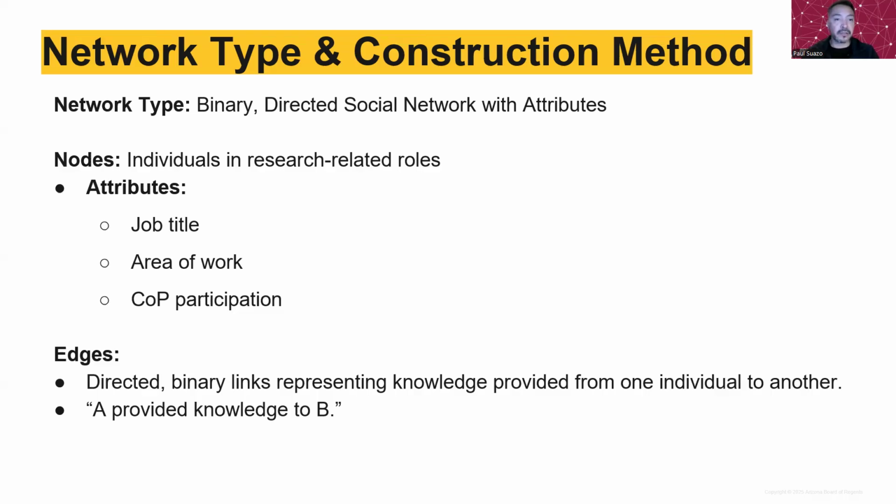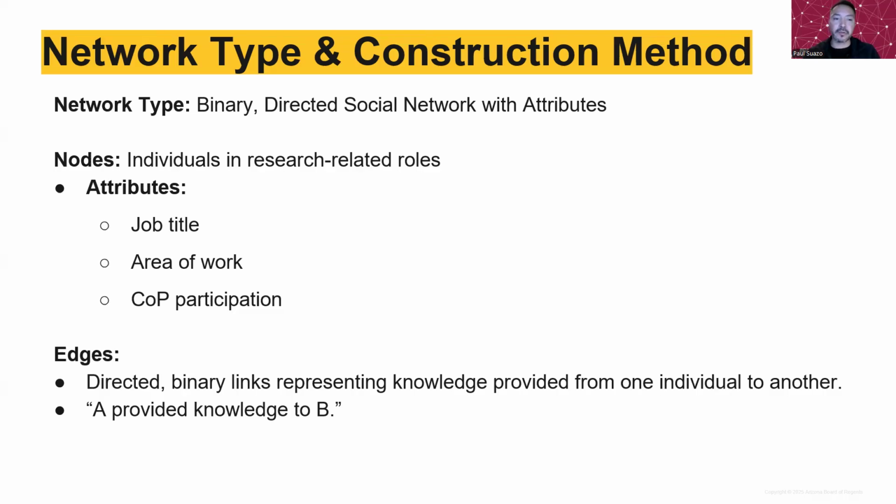So the nodes, like I mentioned, are individuals in research-related roles. The attributes that I include in this study are job title, the area of work, so that could be like contracts administration, it could be actual research that a faculty member does, and then of course, as I mentioned, community of practice participation. There are lots of other attributes that could provide really interesting or important information, and they could be utilized for a second phase of this study or even a second study at some point.